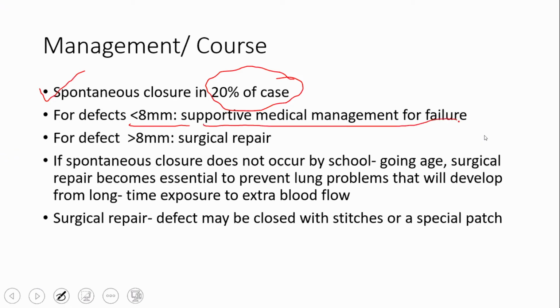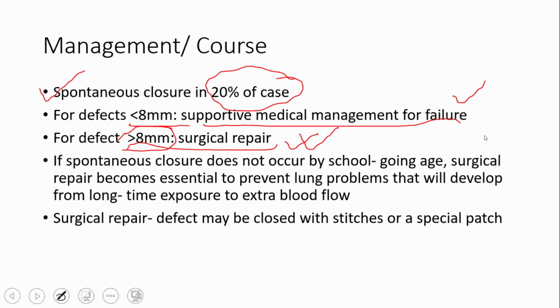If the child goes into failure, we generally manage the failure. We'll talk about congestive heart failure later on. And usually, we make sure that the child doesn't have repeated respiratory tract infections. Repeated respiratory tract infection, usually bronchiolitis, can be in a severe form. So only supportive management if the defect is small. Now if the defect is large, more than 8 millimeters, then this child will require surgery to close. Okay, now what happens is, if ASD is detected early and closed, the prognosis is very, very good.